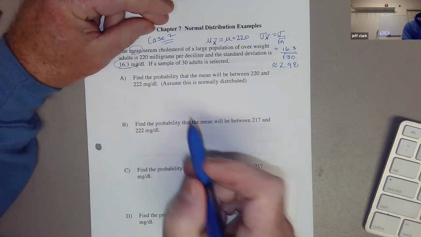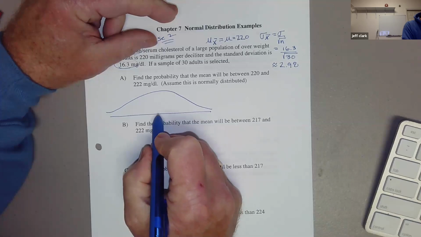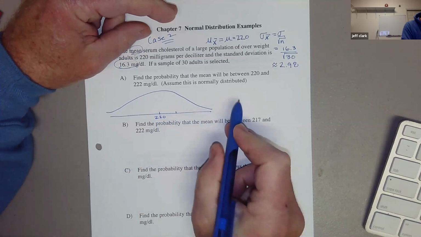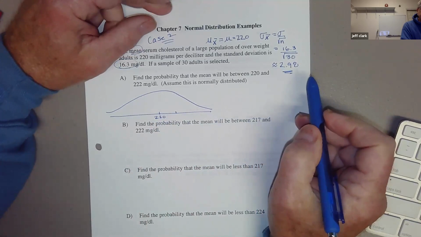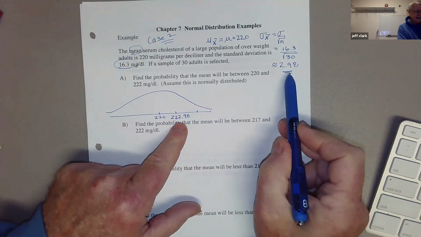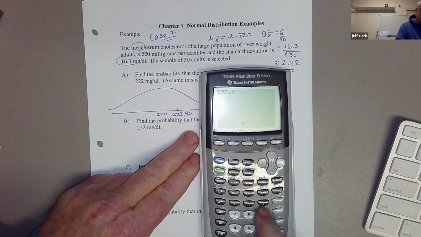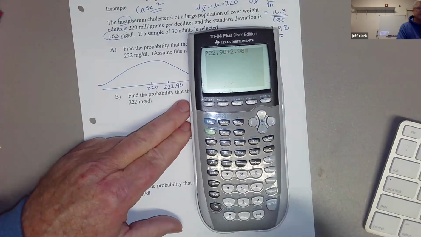So then I can draw a bell-shaped curve and create my markers. So this one here would be 220. Okay, first marker. We're going to take 220 and add our standard deviation right here. So that looks like 222.98. Next marker, we take this value and add another 2.98. So I use my calculator. 222.98, and then I'm going to add another 2.98. So 225.96.